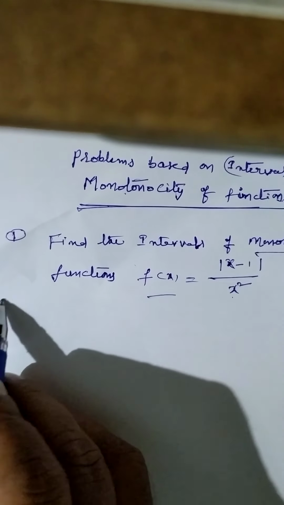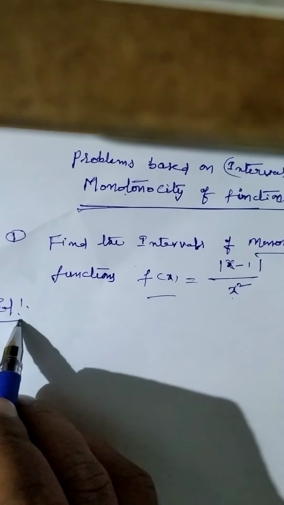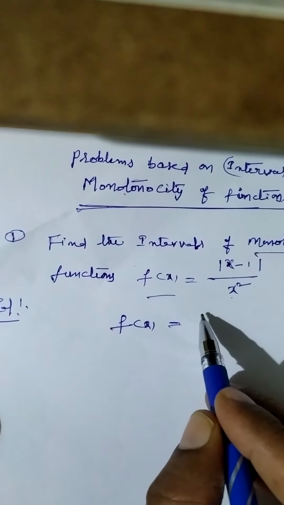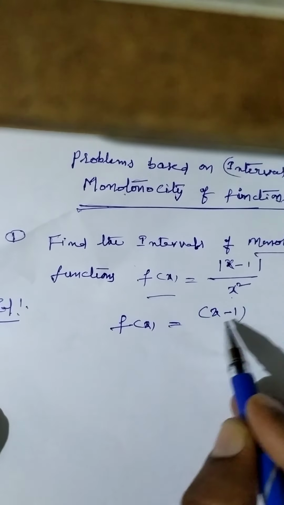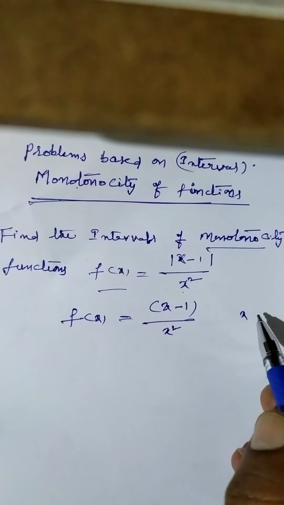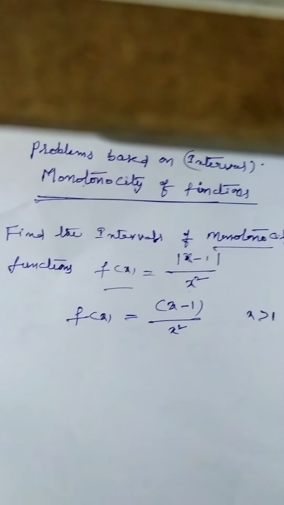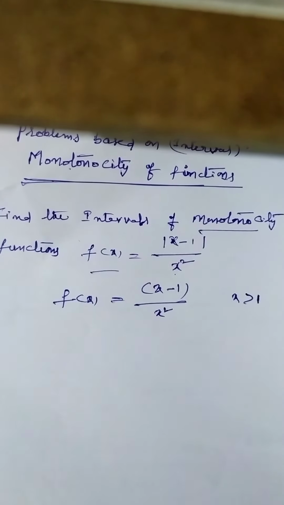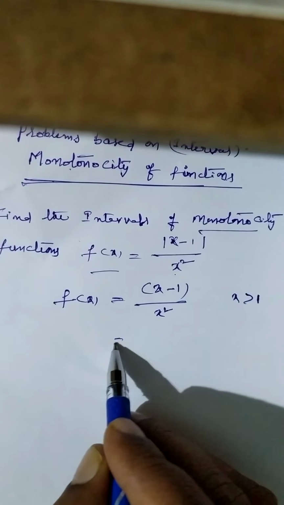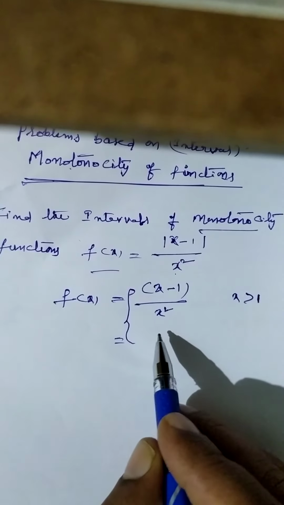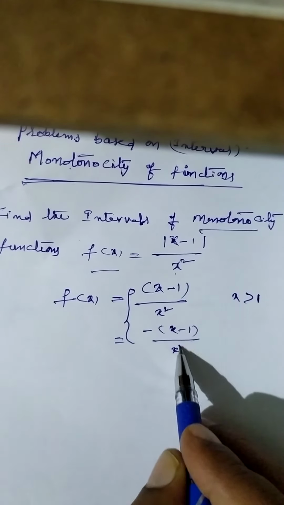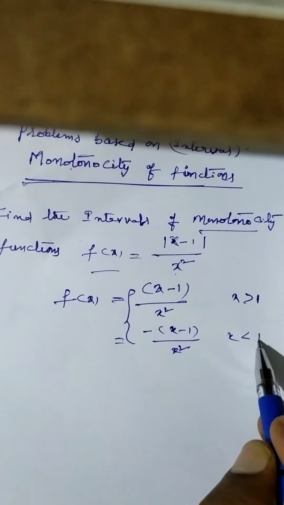For that we are considering the function f of x is equal to x minus 1 by x square for x greater than 1, and the same function can be defined as minus of x minus 1 by x square for x less than 1.